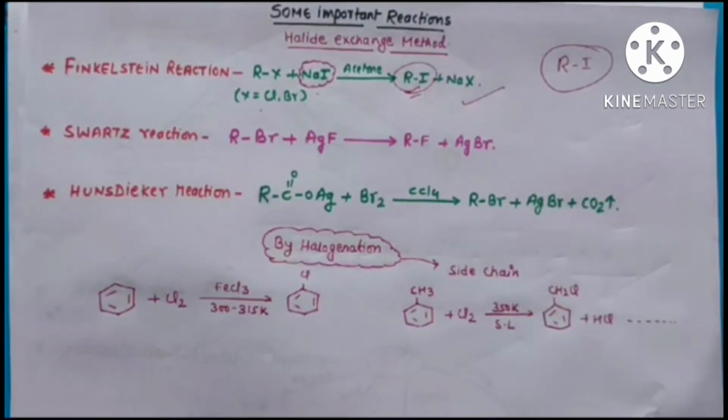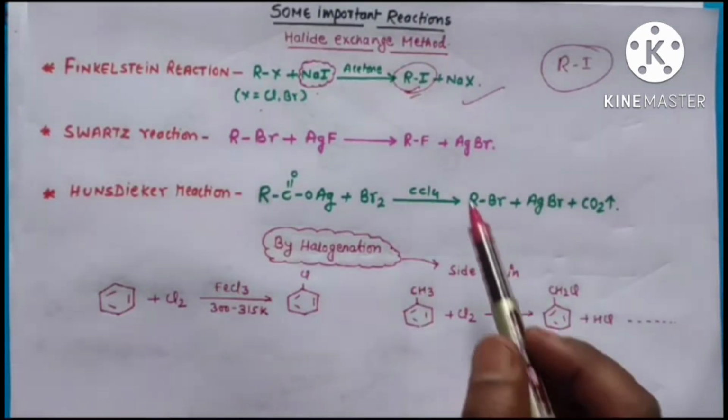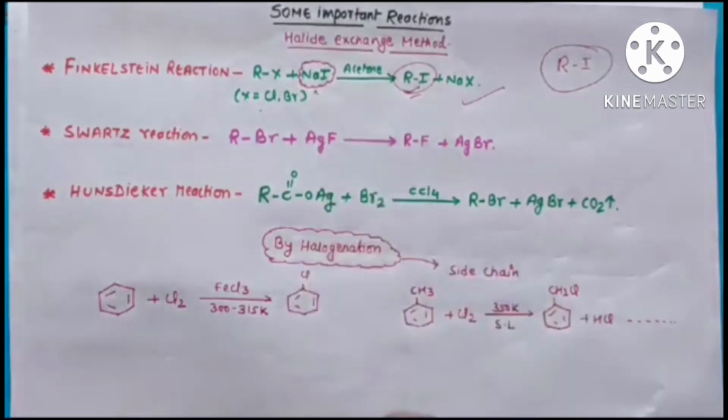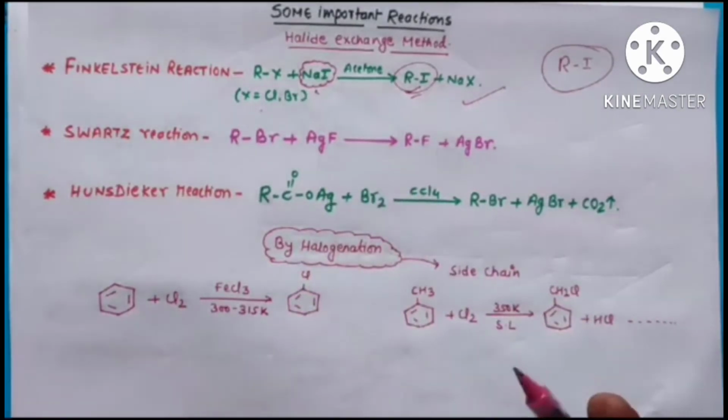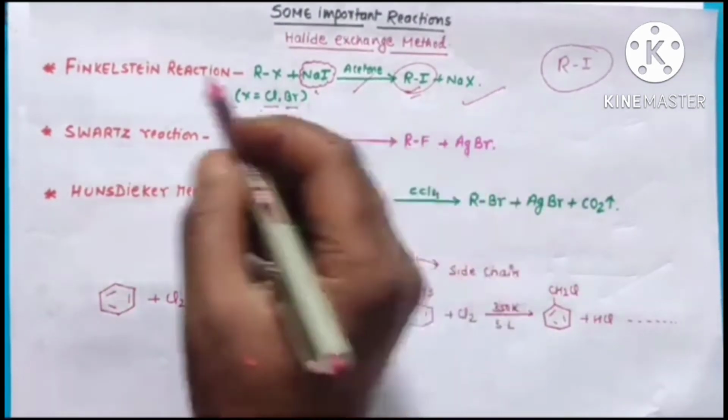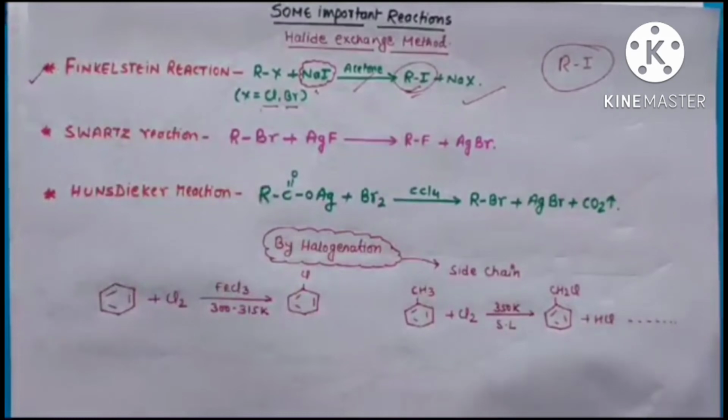Okay. Now this NaI, as you know, is soluble in acetone only. As you know, like dissolves like, polar dissolves polar. That's why we are using acetone. Okay, this X can be Cl or Br. So this is a simple reaction. You have to take a screenshot, then we will understand it.